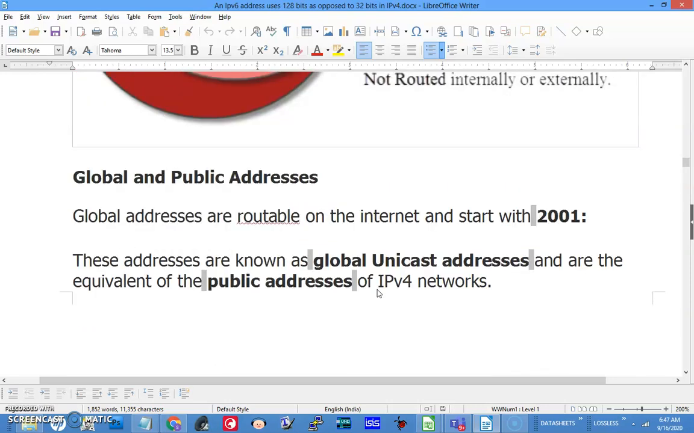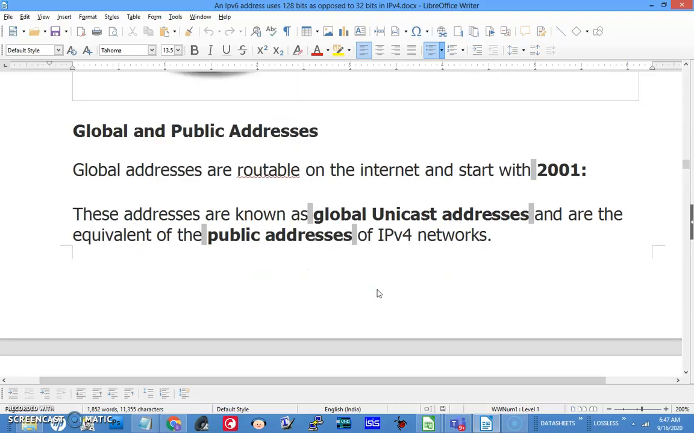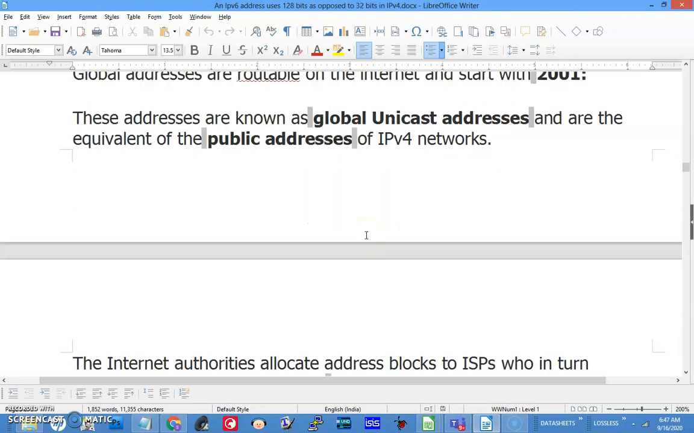So global and public IP addresses. The global addresses that are routable start with 2001. These are known as global unicast addresses and are the equivalent of public IP addresses in networks. So you may get a question based on this. We may give you some IP address and ask you which one is global, public address, and so on.